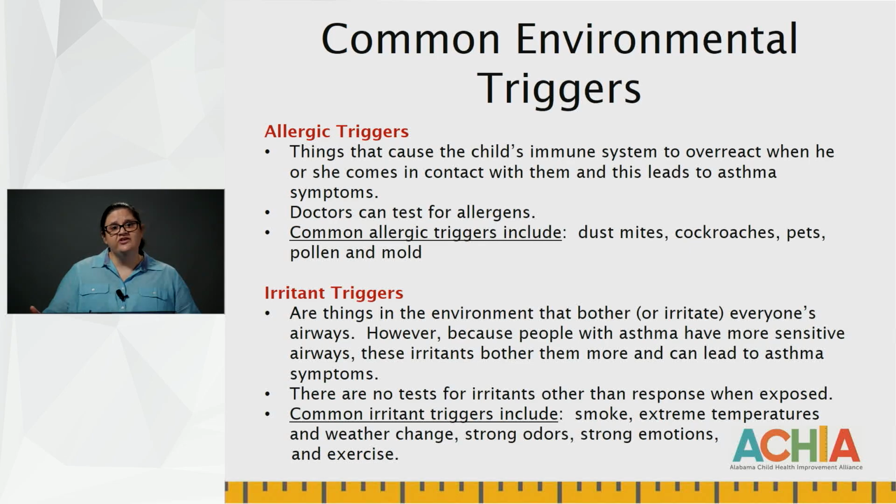Irritant triggers are the things that irritate or bother all of us, that cause us to sneeze or to cough. But because people with asthma have much more sensitive airways, these irritants bother them much more and can lead to asthma symptoms. There are no tests for irritants other than an individual's response when they're exposed. Common irritant triggers include smoke, extreme temperatures or weather changes, strong odors, strong reactions or emotions, and exercise.